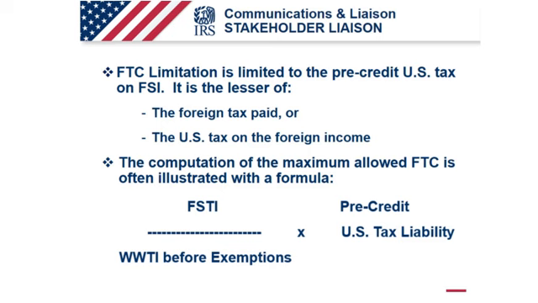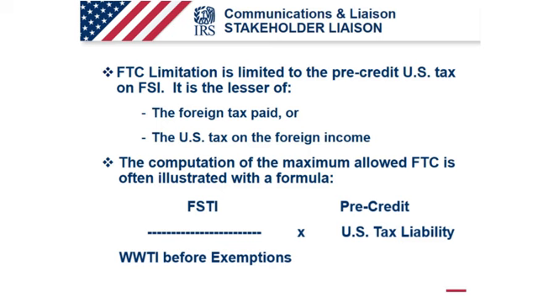So FTCs are limited annually to the amount of U.S. tax on FSTI, foreign source taxable income, as computed under U.S. tax principles. The amount of the taxpayer's FTC is the lesser of 1, the creditable foreign income taxes actually paid or accrued, or 2, the FTC limitation. In other words, if the creditable foreign taxes paid or accrued by a taxpayer in a given tax year exceed the taxpayer's FTC limitation, the taxpayer cannot take a credit for the excess. The maximum FTC allowed is often expressed as a formula you see here.